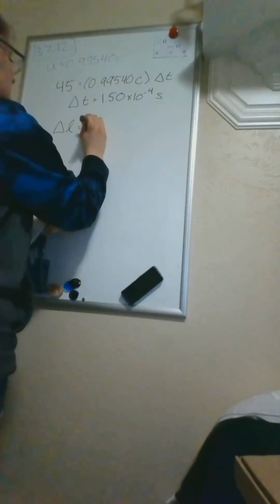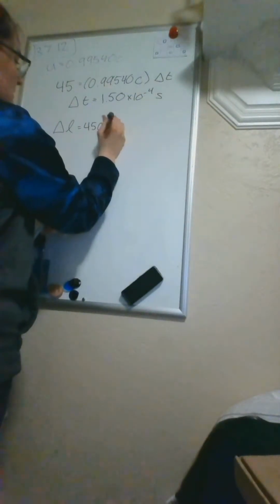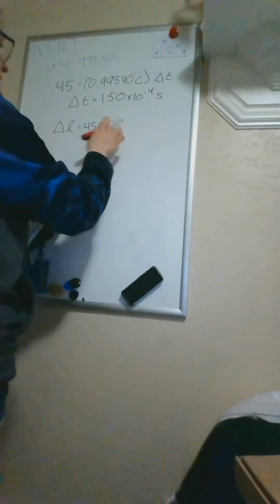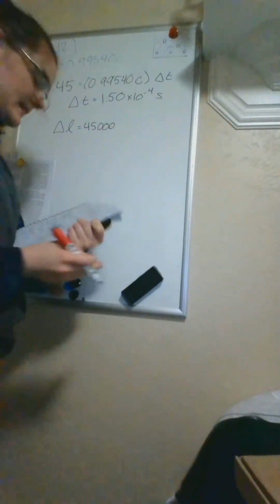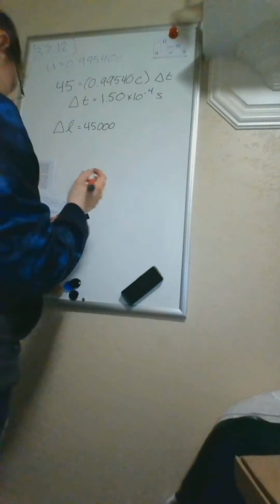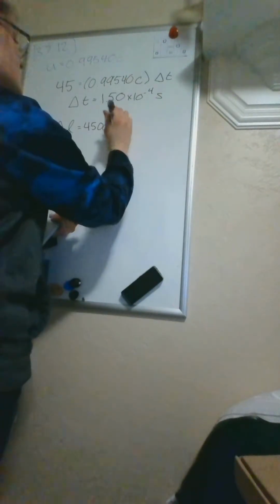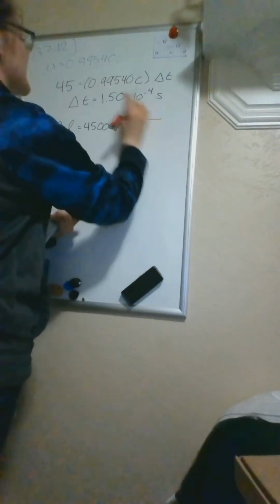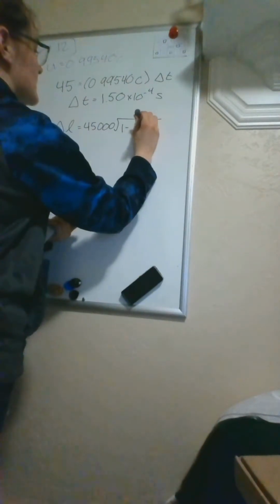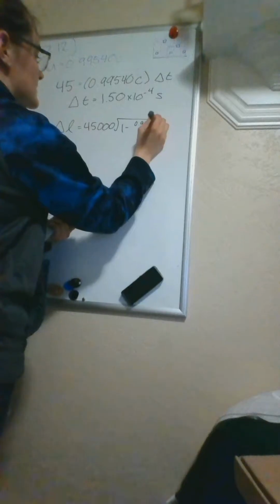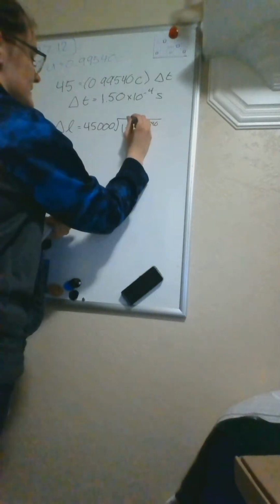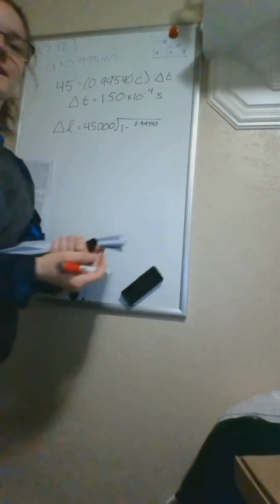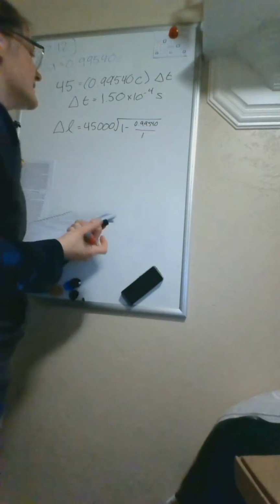That's equal to the 45 kilometers, or, what did I have too many? 45,000 meters that it travels through the atmosphere. Then that is multiplied by 1 minus its speed, which it's given up here, 99540. And once again, the c's are just going to cancel out, so I'm just going to leave it like this.